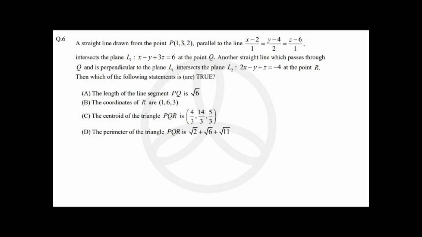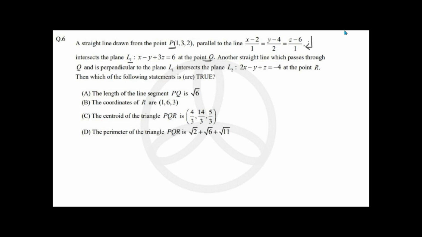So we have come to question number 6. This is pretty straightforward. It says that a straight line drawn from this point, which is parallel to this line, intersects L1 at Q.